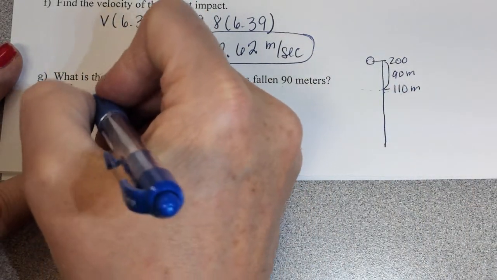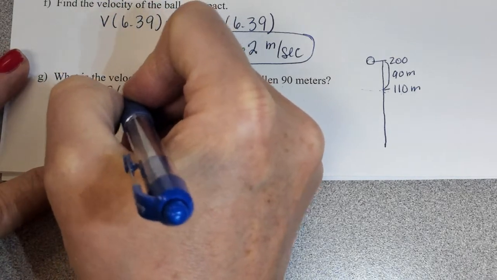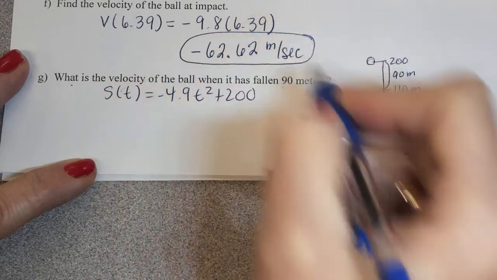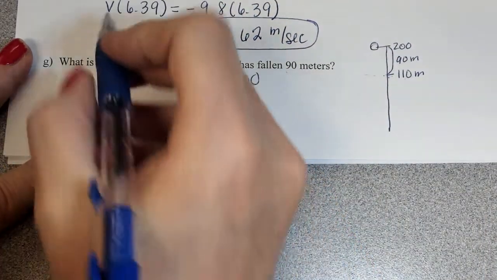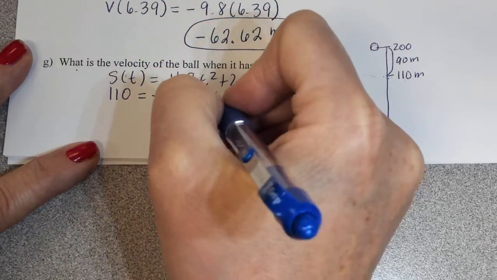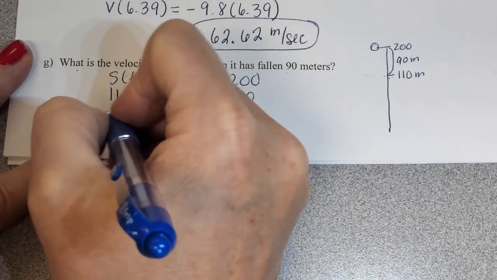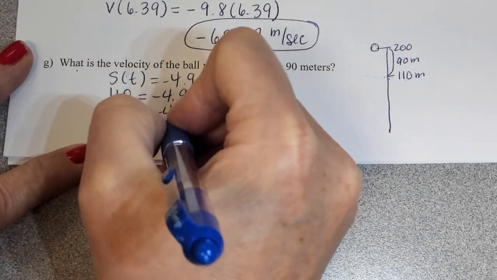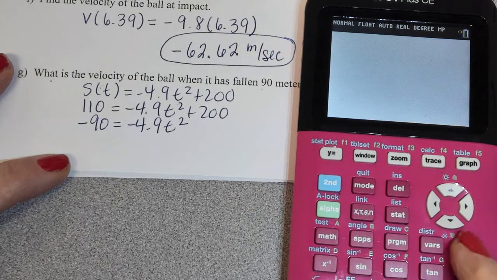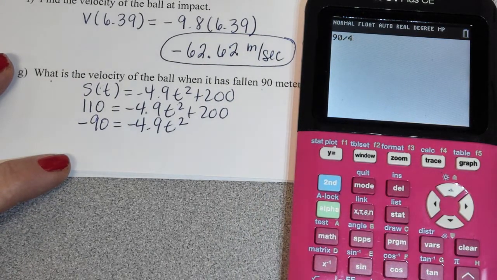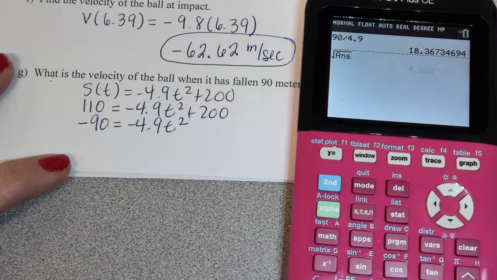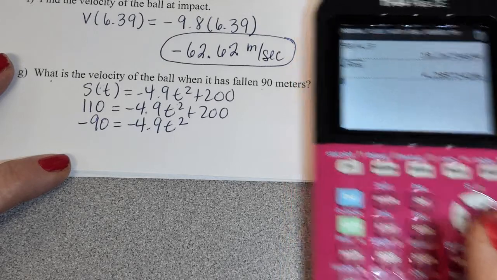So I would have to take that height function, which was this, and I want to know what t value makes that 110. So I'm going to subtract 200. Figuring this out, I just need to do 90 divided by 4.9, get that answer, take the square root of that answer, and I get 4.29.